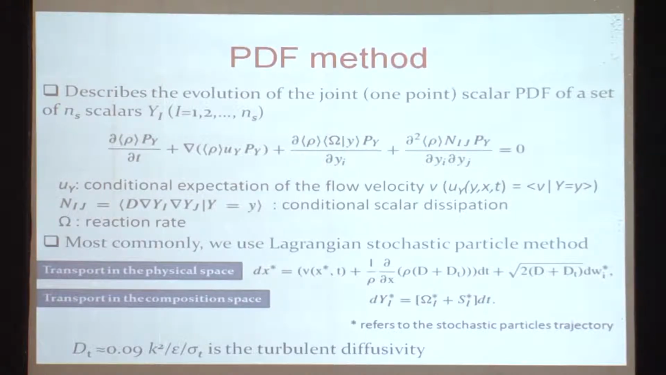The diffusivity can be modeled from the turbulence model. If you are following the k-epsilon model, then you can get a closure of DT. Similarly, for the mixing model, there are several mixing models available for the PDF approach, like the IEM model and Curl's model. So those can be used.